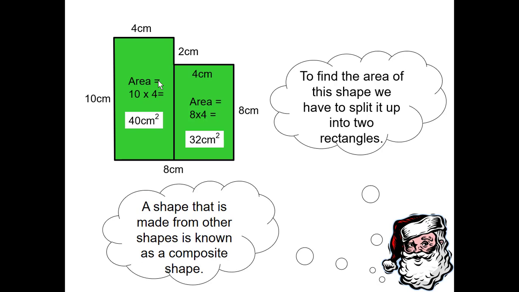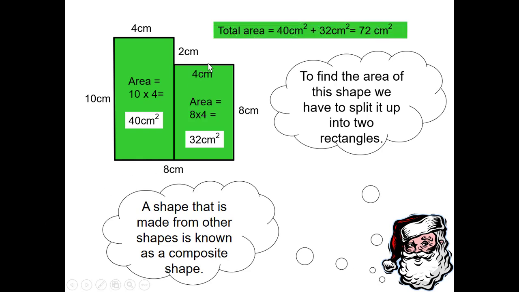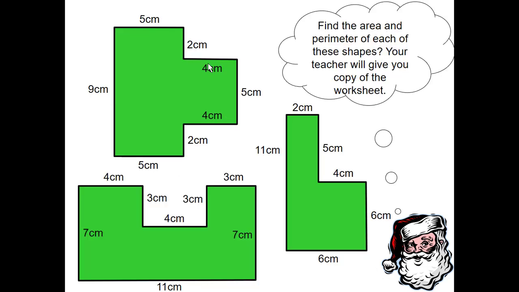But for the perimeter, it is very simple. You have to get 10 plus 8 plus 8 plus 4 plus 2 plus 4, and you can get the total distance around that shape. You don't have to add the one which is inside, that line that I put as the split up line. So the total area of the shape is 40 centimeters squared plus 32 centimeters squared, and you get 72 centimeters squared. How about these shapes?